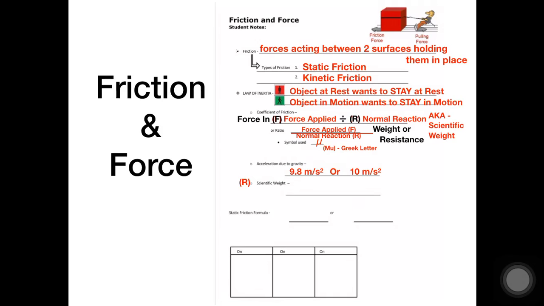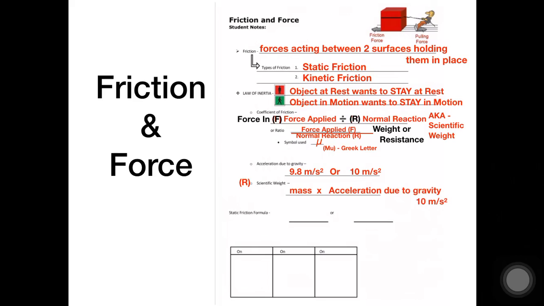Now, if you noticed just a second ago, my R dropped in front of scientific weight. R being normal reaction, being the weight or resistance, we are going to now use the scientific weight. Scientific weight is mass times acceleration due to gravity. Your mass should be in kilograms, and we're going to multiply that by 10.